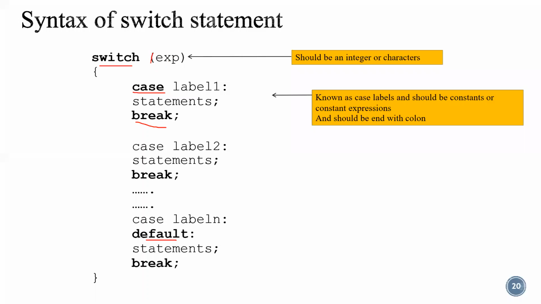So a simple bracket is used in order to write the expression. This expression should be evaluating to an integer, or it can be a character constant. This expression, we usually accept it from the user. You can either have it as a number or as a character or as an expression. Expression means what? Expression is a combination of operator and operand.